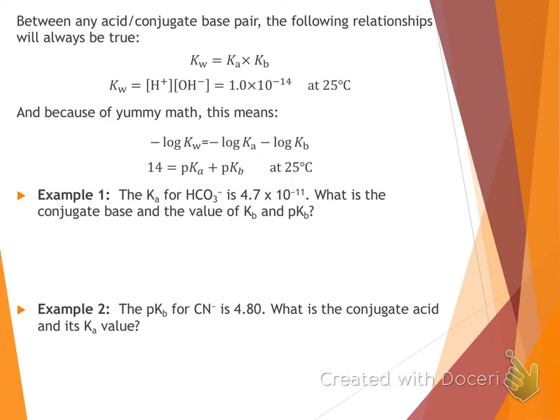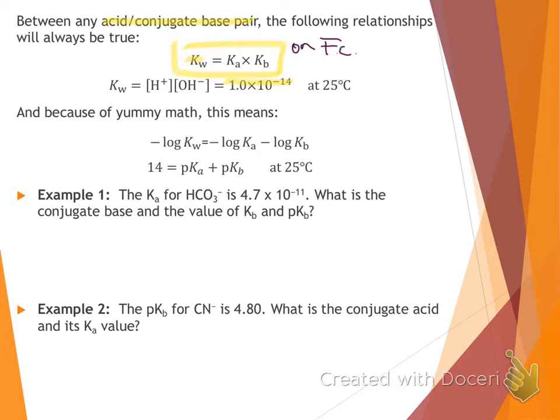Between any acid conjugate base pair, remember those differ by just one hydrogen ion, the following is true. KW is equal to KA times KB. And this is on your formula chart. As hopefully remember from previously, KW is still equal to 1 times 10 to the negative 14th power.